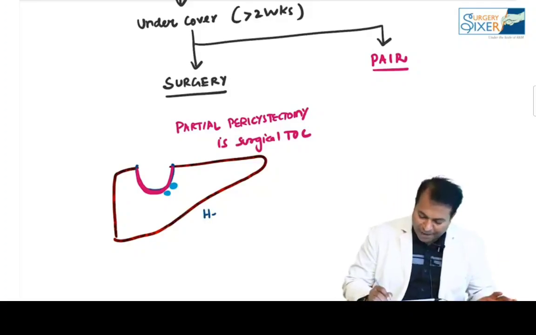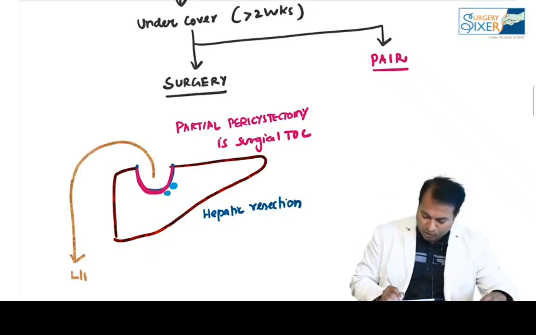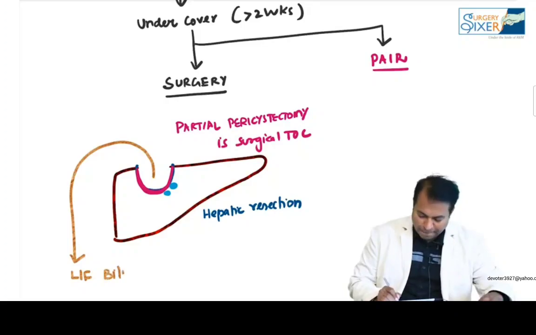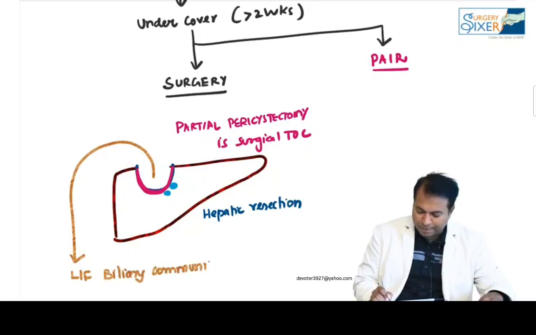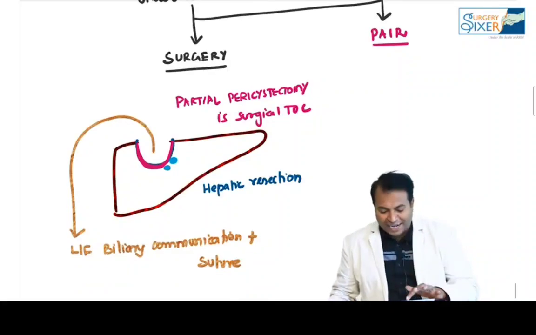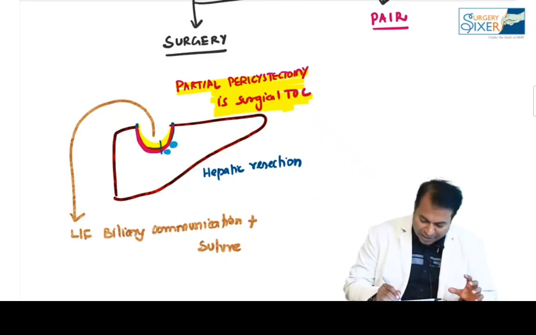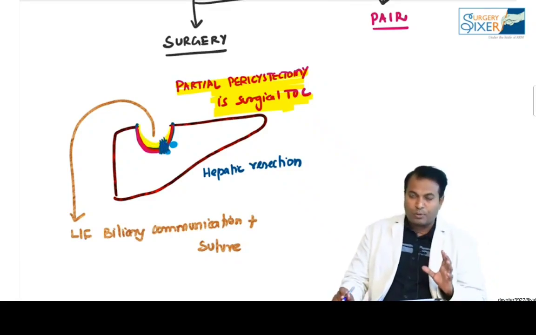Very rarely we will do hepatic resection. After doing partial pericystectomy, always look inside the cavity for a biliary leak or biliary communication. If there is a biliary communication present, we have to suture that. Please don't forget it. When you are doing a hydatid cyst operation, the surgical treatment of choice is partial pericystectomy. After doing it, always look internally for any bile leak. If there is a bile leak, suture that leak first, and remember to suture it carefully.